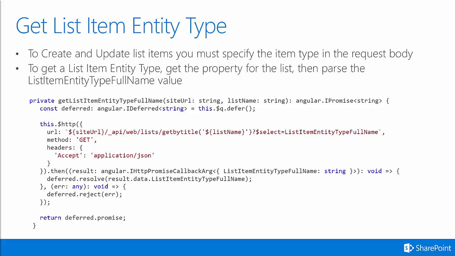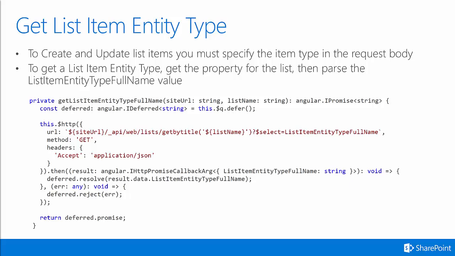The other thing that you're going to need in more than one type of CRUD operation, specifically for create and update operations on list items, is the specific item type for that list item entity, and you'll need to put that into the request body when you do create and update list item operations.